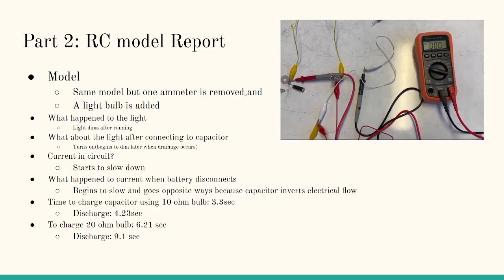Okay, so part 2 of the RC model is where we do the light bulb. You can see the ammeter and the light bulb here, and the model is the same thing but just with a light bulb added. What happened with the lights: the light dimmed after running, and after connecting the capacitors it turned on and they dimmed later. The current in the circuit started to slow down. When the battery disconnected, the current began to slow and went the opposite way because of the capacitor, which inverted the electric flow. And lastly, the time to charge for the 10 ohm bulb was about 3.3 seconds. The discharge was about 4.23, while for the 20 ohm it was around 6.21, and discharge was around 2.1 seconds.